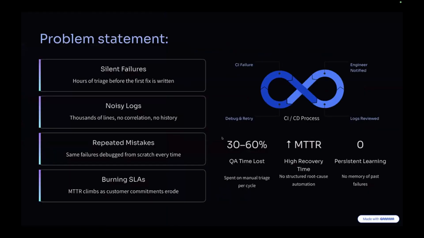The problem statement we would like to solve is that CI/CD failures coming from the CI/CD process mostly get unnoticed, and then the logs get reviewed, the engineer gets notified, and then it is debugged and retried. This loop happens, and in this process 30 to 60% of QA time is spent on manual triage per cycle. And we can see the high recovery time, or MTTR, mean time to recovery, from when the defect is logged to when the defect is fixed. That time is basically lost.